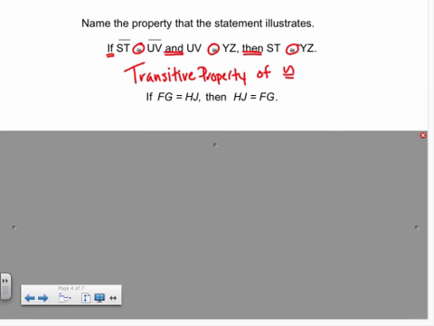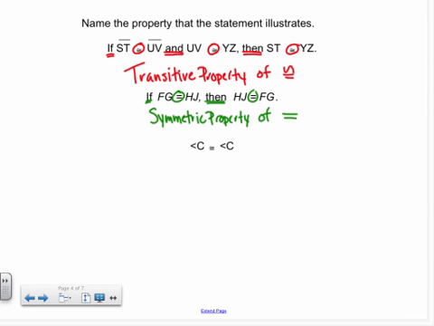Next, we have the statement, if FG equals HJ, then HJ equals FG. Notice that here the italicized notation for those segments means we're talking about the numerical lengths of those segments. We have an equal sign, so this will be a property of equality. Our keywords are if and then. This is the symmetric property of equality. Our last example, we have angle C congruent to angle C, and it's showing that something is congruent to itself, so this is the reflexive property of congruence.